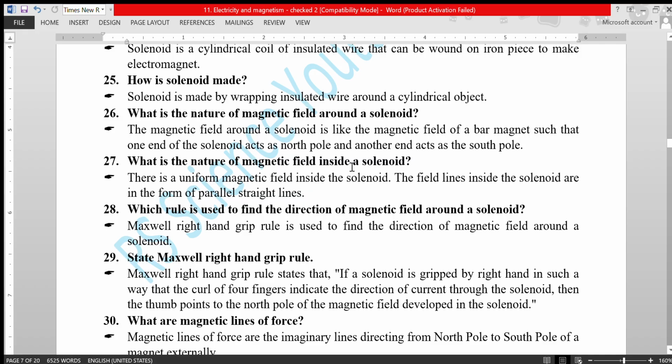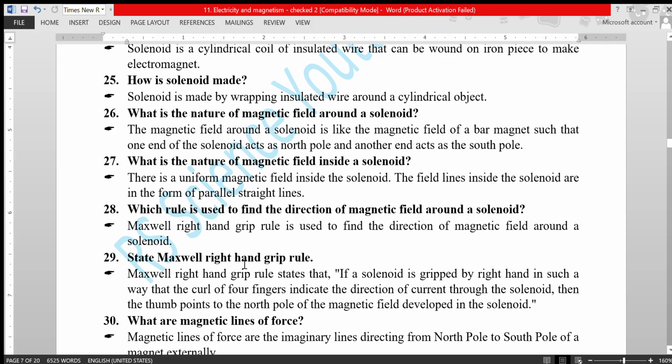What is the nature of magnetic field inside a solenoid? There is a uniform magnetic field inside a solenoid. The field lines inside the solenoid are in the form of parallel straight lines. Which rule is used to find the direction of magnetic field around a solenoid? Obviously, Maxwell's right hand grip rule is used to find the direction of magnetic field around a solenoid.